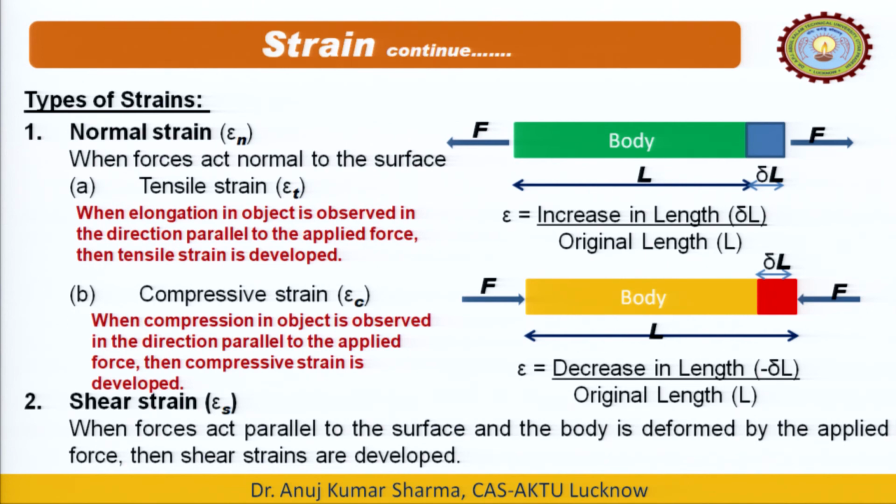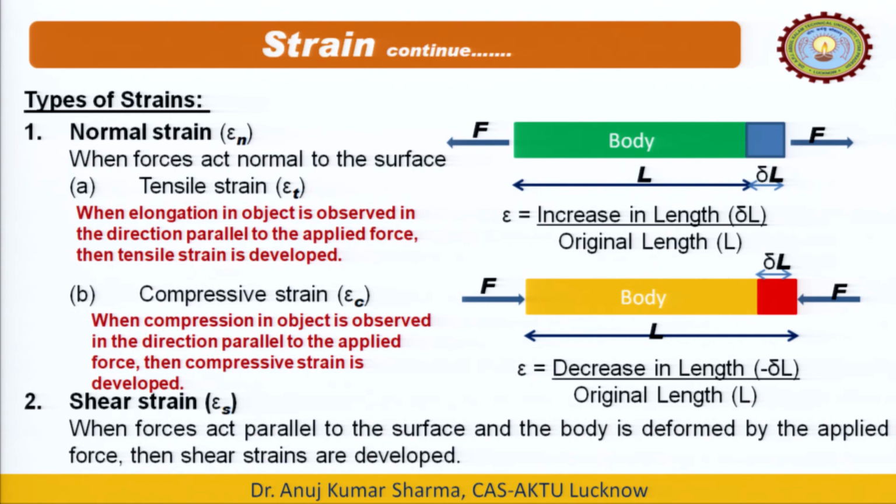The length of the object would be increased and it will create some elongation in the direction of the object. Here we can see epsilon linear, or the tensile strain, is equal to the increase in length, delta L, upon the original length, which was initially L. So the tensile strain is equal to delta L upon L. It is positive strain because the dimension is being increased.